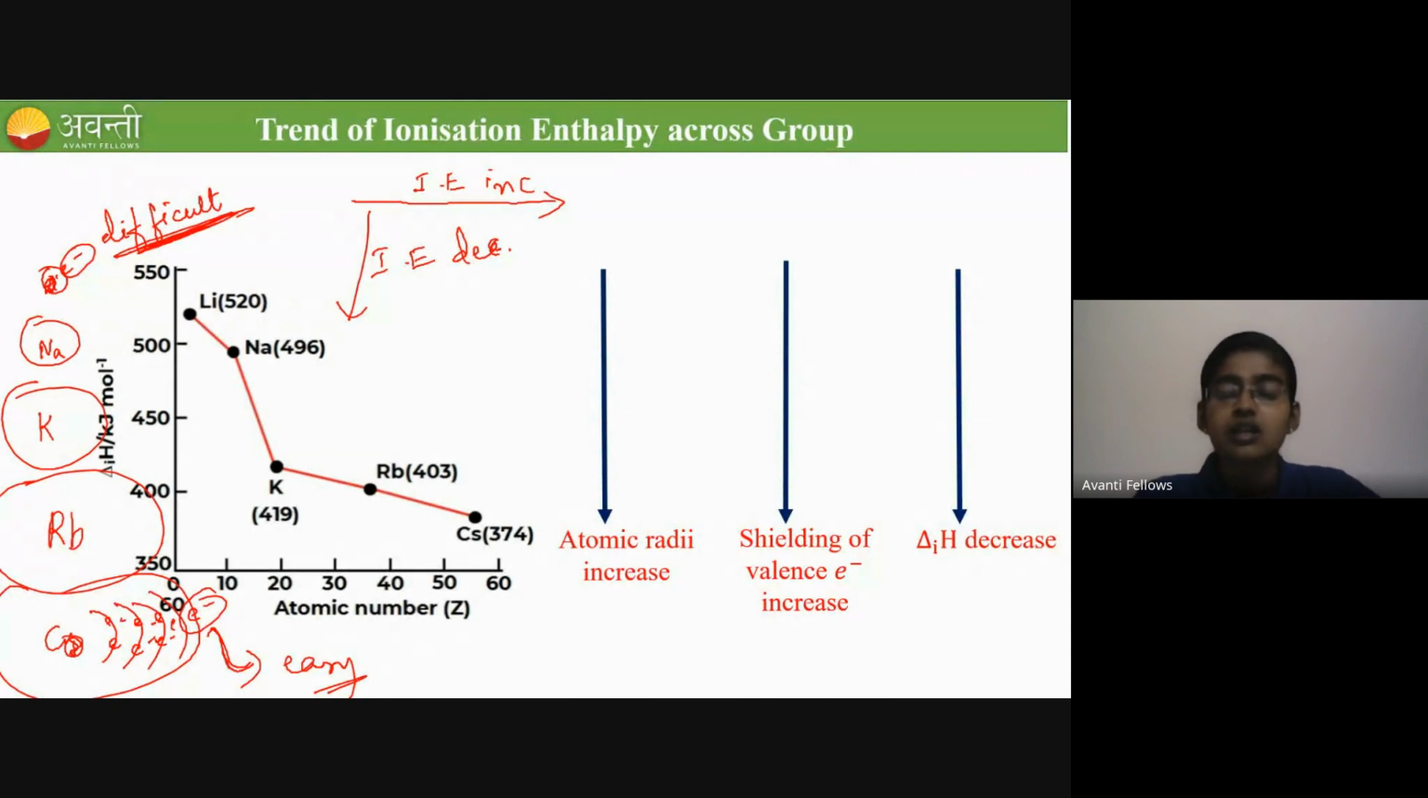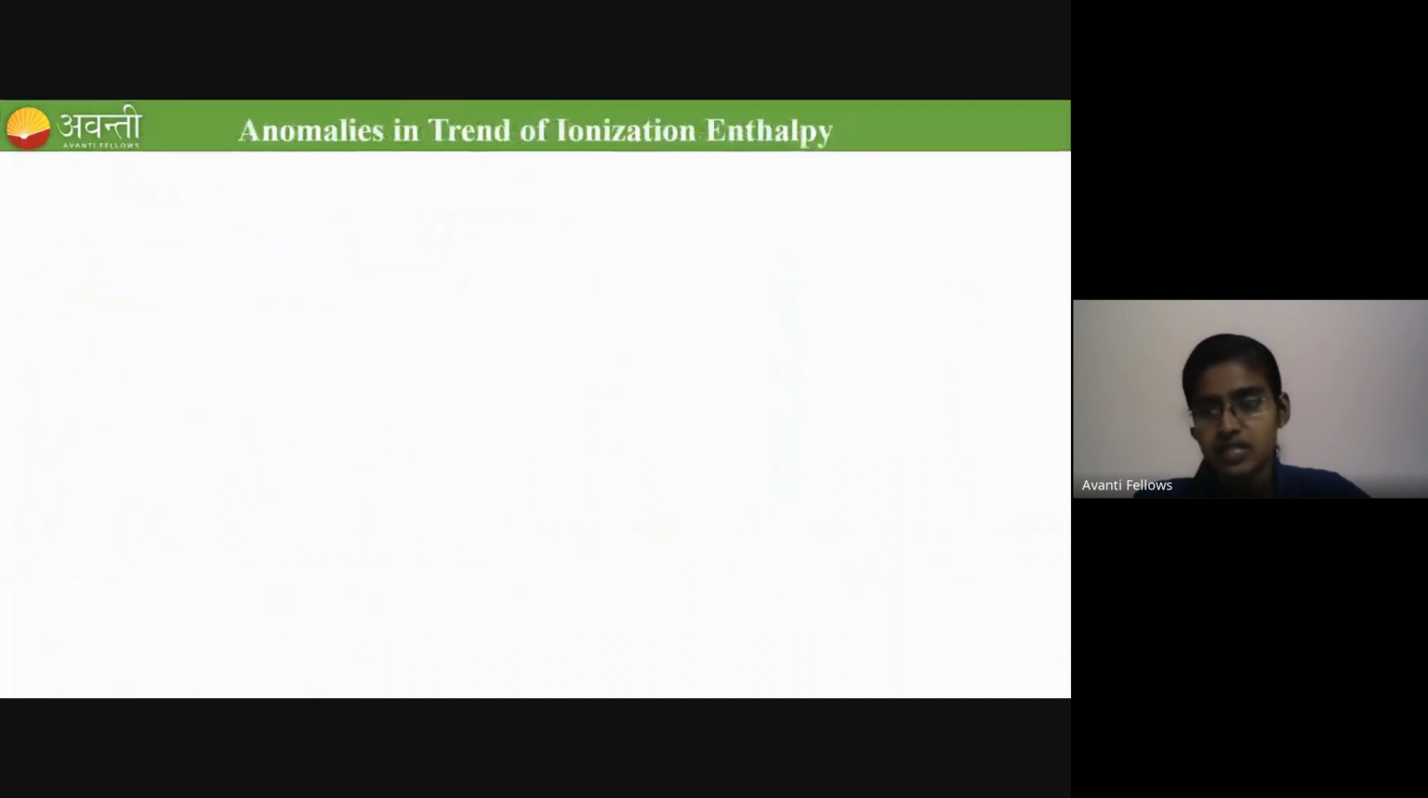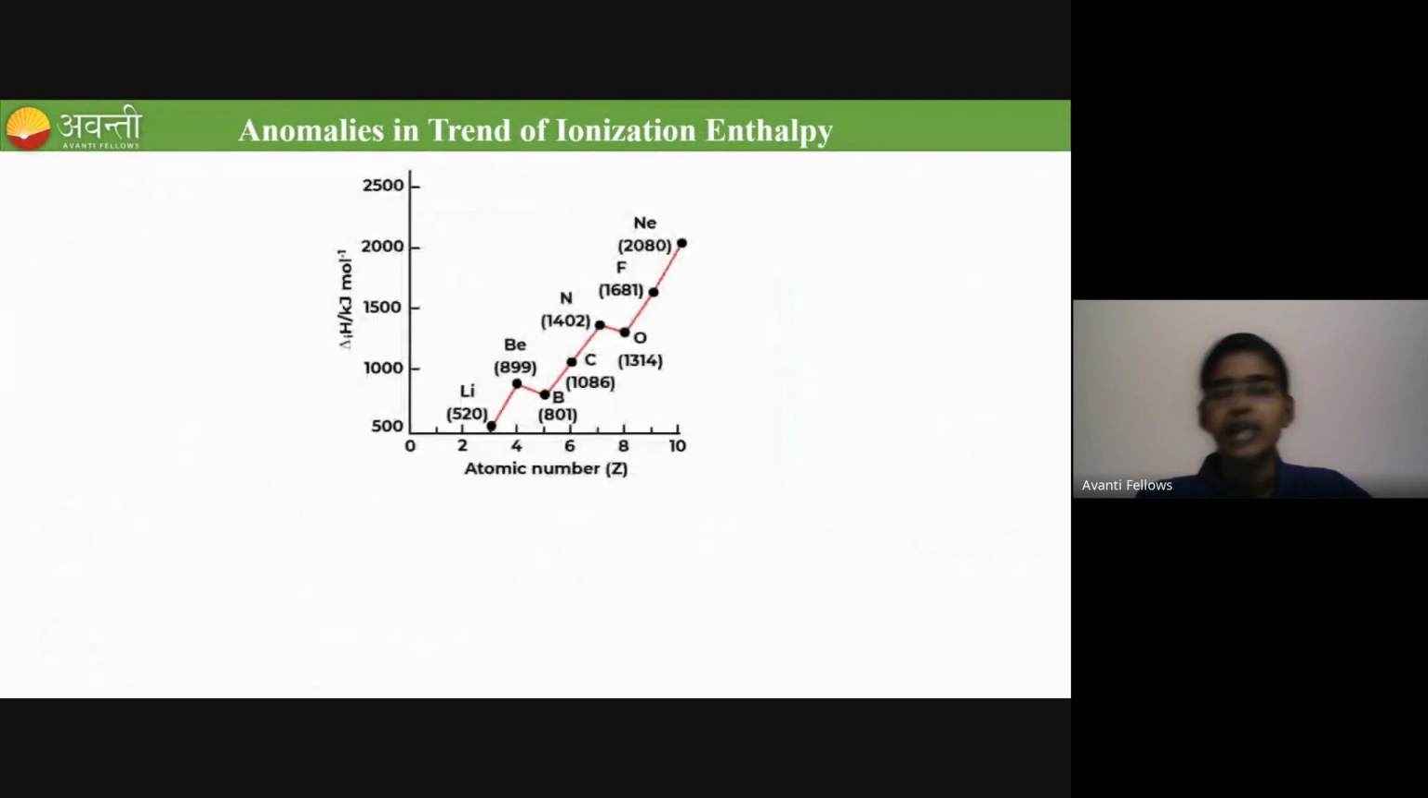Now we will see the unique nature, or some anomalies, in the trend of ionization energy. That is, some exceptions we are going to see. I have told you, right? Beryllium, boron and nitrogen, oxygen in this graph are not following the regular trend. Actually, across the period, ionization energy should increase. Lithium has 520 kilojoule per mole and beryllium has 899. Boron should be higher than beryllium, but you see, boron has only 801 kilojoule.